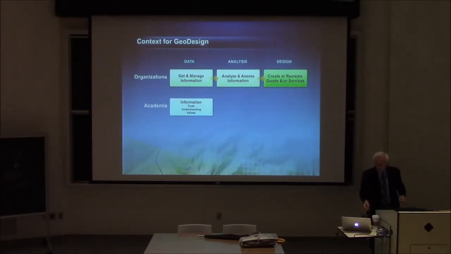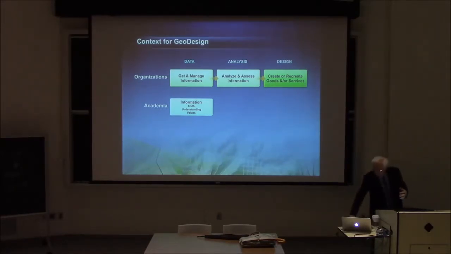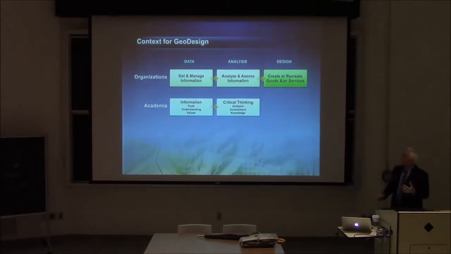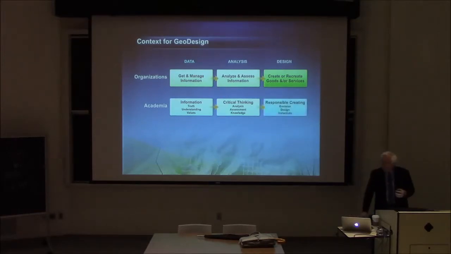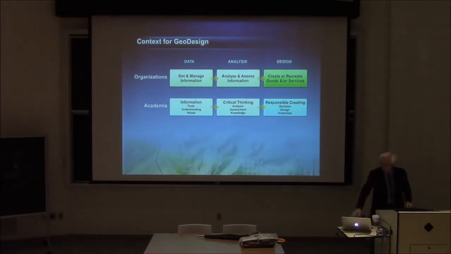In academia, we gather information, and we're the store of information. Universities are about information, truth, understanding, values, depending on the various disciplines. And then we also analyze that using critical thinking. We want to teach critical thinking in universities. How do I do analysis and assessment? How do I create knowledge? But then, when it comes to the design side, we want to teach people to do responsible creating. Envision something, design it, instantiate that design. In other words, build it.